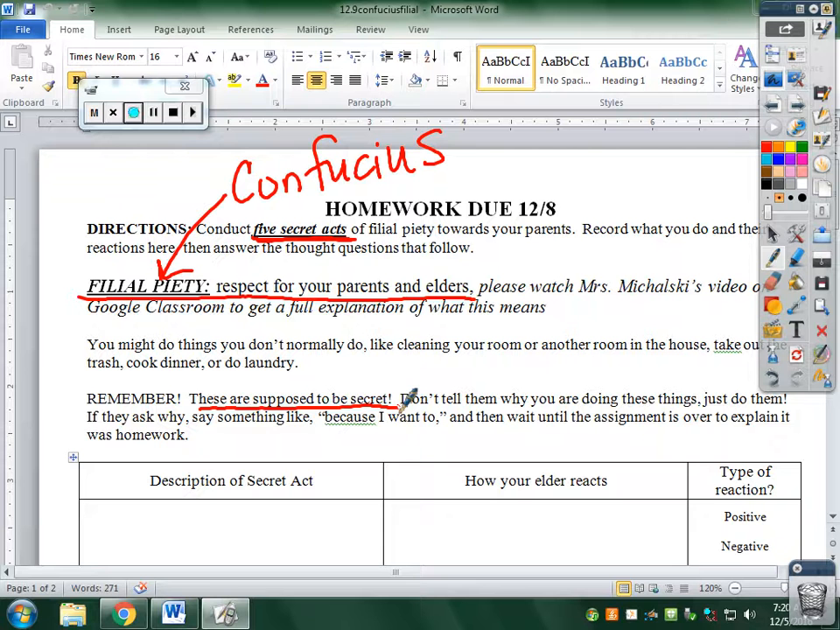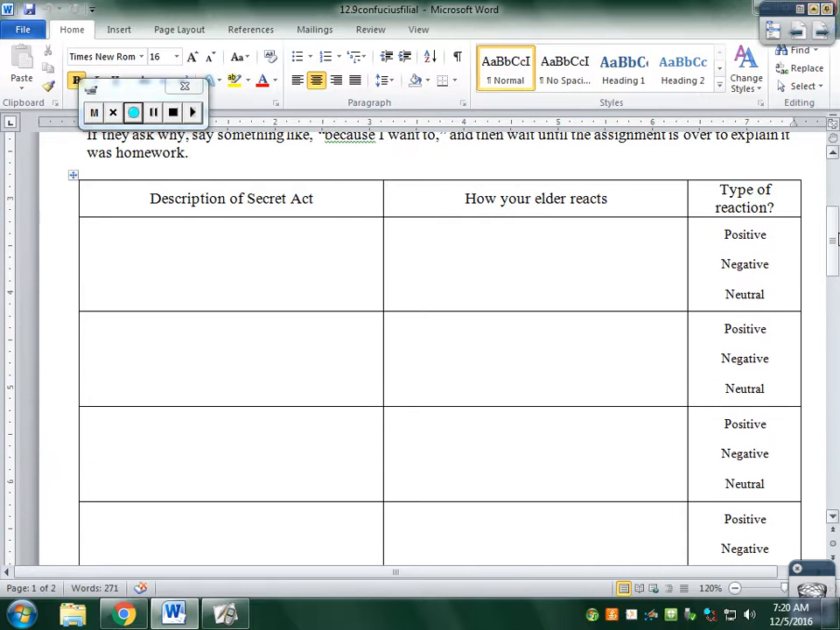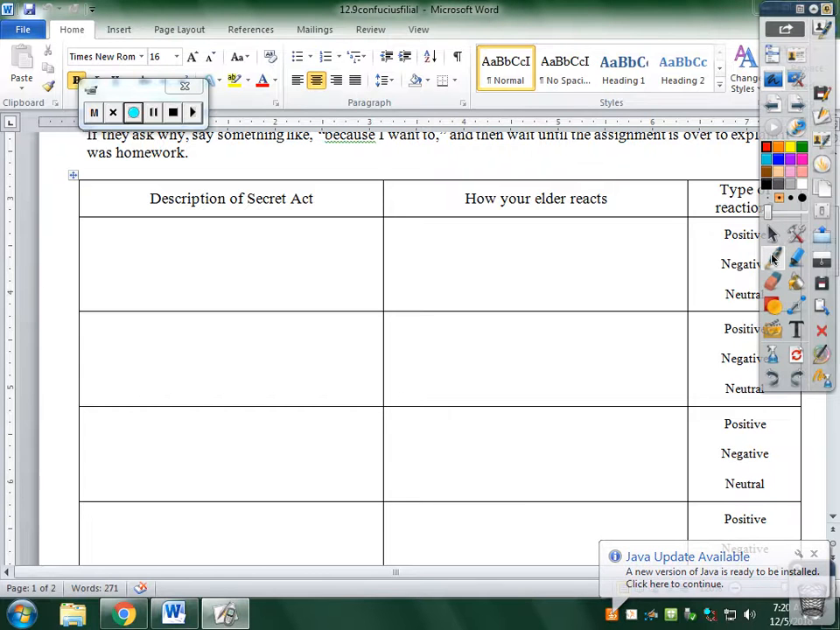And so what I'm asking you to do is to record your answers. Record what you do and how your elder reacts, okay? It doesn't have to be your parent. It can be an older sibling. It can be a teacher at school or any adult at school. And how do they react? And what we're going to find is that Confucius teaches that if more people practice filial piety, then most people will react positively and society will have more order. So we want to keep those things in mind.